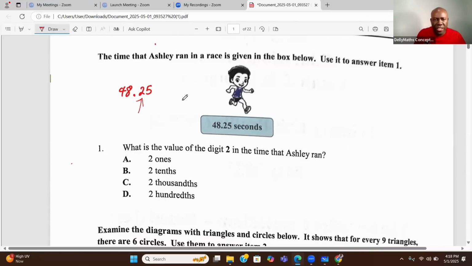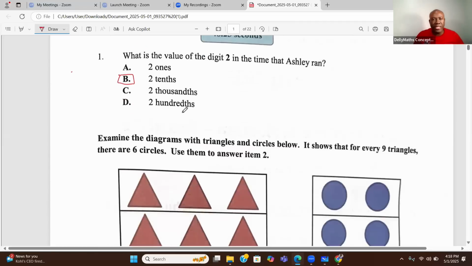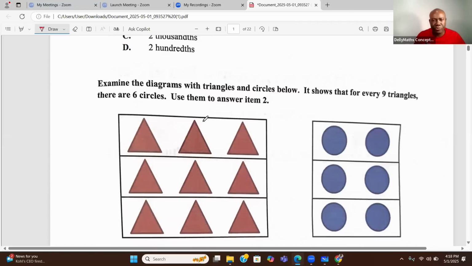So we're talking about this digit. This is in the decimal, so it has a th on it. It's the first one, so it's going to be tenths. So it's going to be 2/10 right here. So that first one there is actually B.